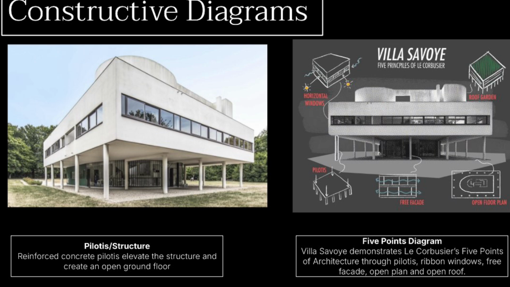The house also includes a roof garden and open floor plan, which further demonstrates Le Corbusier's vision of functional and modern design. These structural principles influenced residential architecture throughout the 20th century and helped define the international style.